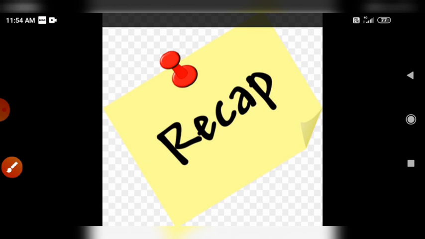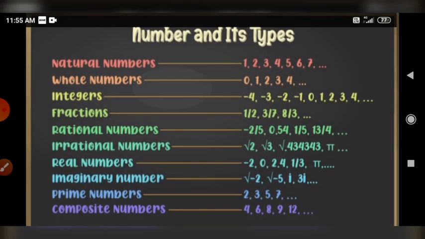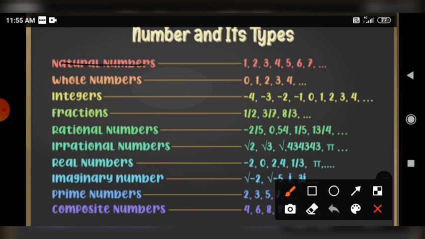I think you all understood. Let us revise all the types of numbers. Here is the recap: the number and its type. First one is a natural number, which starts from 1, 2, 3, 4, 5, 6, 7. Whole numbers start with 0, 1, 2, 3, 4, etc. Positive numbers, zero and negative numbers are called integers. Numerator by denominator is called a fraction. Next, including zeros and decimals, is called a rational number. Except for rational numbers, the remaining numbers are called irrational numbers.